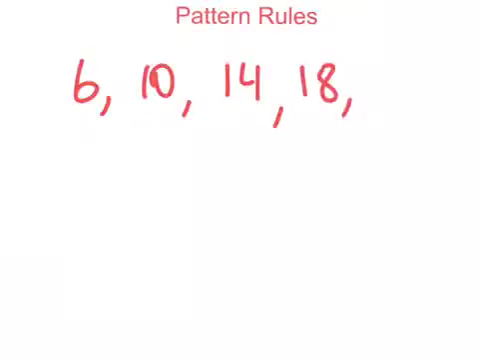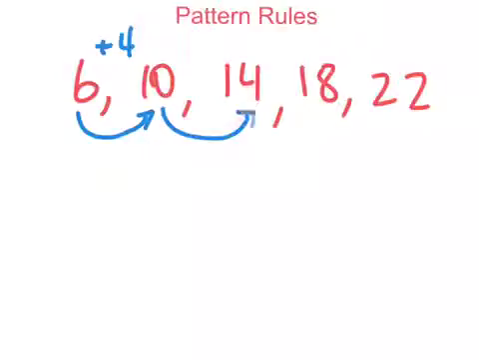Let's do another example. So here's a pattern. 6, 10, 14, 18, 22. So in order to find out what the pattern rule is, we have to know, what are we doing between each number? How do we get from one number to the next? Well, to get from this 6 to this 10, what did I do? I added 4. And to get from the 10 to the 14, I added 4. And the 14 to the 18, guess what? I added 4.